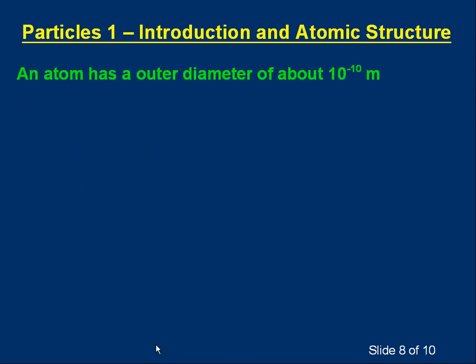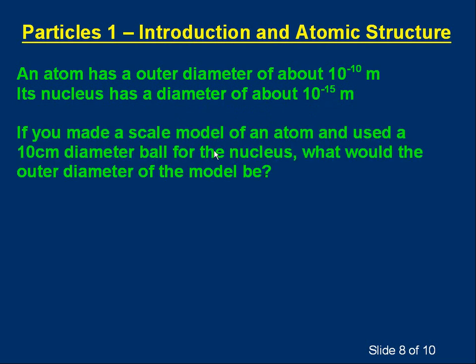Let's move on and talk about some questions, some problems for you to try now. Let's see if you've picked up anything from what we've just covered. The first question is fairly straightforward. An atom has an outer diameter of around 10 to the minus 10 meters. We've said that earlier. Its nucleus has diameter of around 10 to the minus 15 meters. We've said that earlier. So here's a problem. If you made a scale model of an atom and used a 10 centimeter diameter ball for the nucleus, what would the outer diameter of the model be?